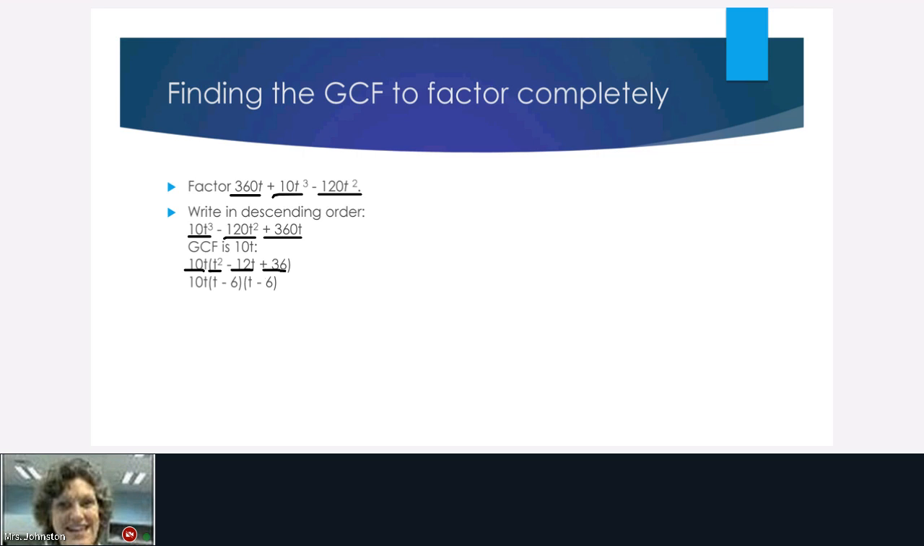Then, if possible, I can continue factoring. This t squared minus 12t plus 36 divides up into t minus 6 times t minus 6. So my completely factored polynomial is 10t times t minus 6 times t minus 6.